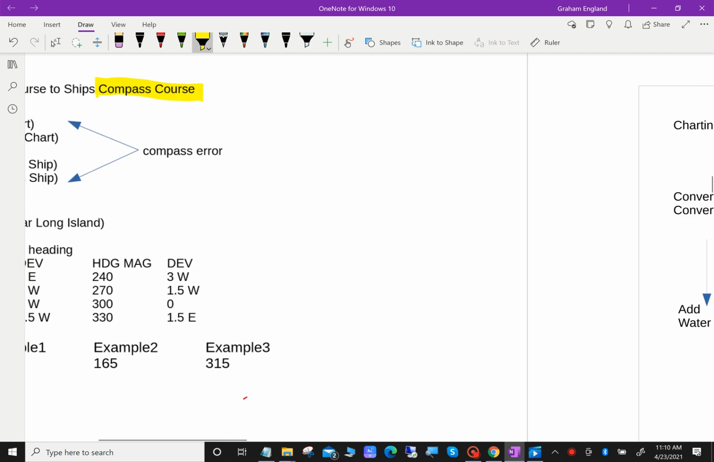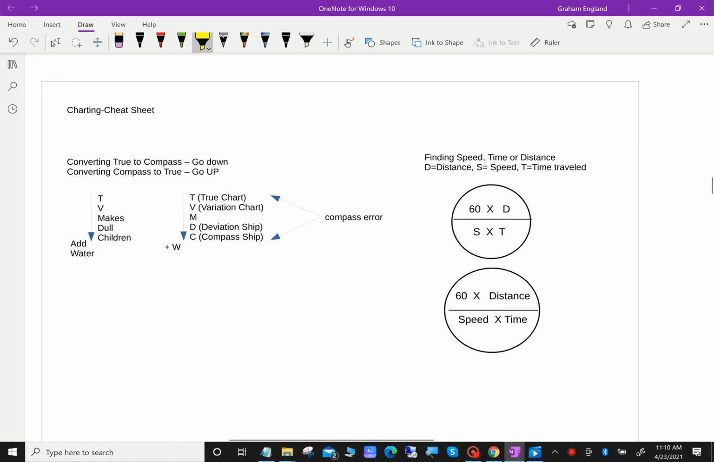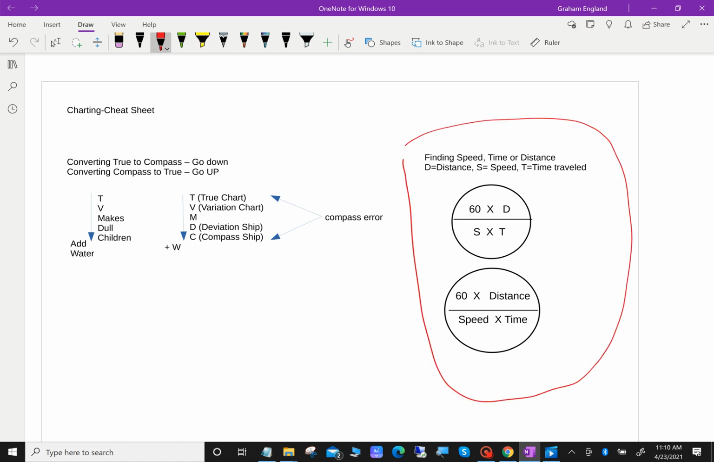Okay, so we look over at our cheat sheet and we say, okay, which formula do we use? Do we use the one for finding distance and time and speed? Well, they didn't mention anything about speed, time, or distance. All they said was take your true compass course and convert it to your ship's compass course.